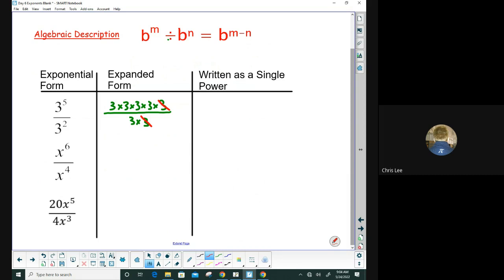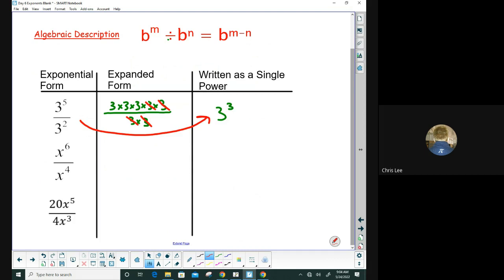Can I do that more than once? Sure. Times 3, divide by 3. Can I do it again? Well, no, I don't have any more dividing. So what am I left with? 3 times 3 times 3. 3 to the power of 3. And the division rule says I don't have to do this thing. I should be able to go straight from here to this. How? By subtracting the exponents. 5 minus 2 is 3.